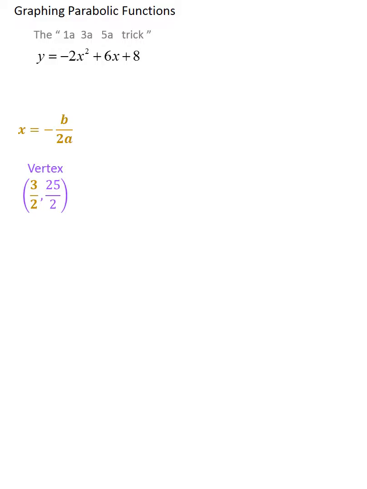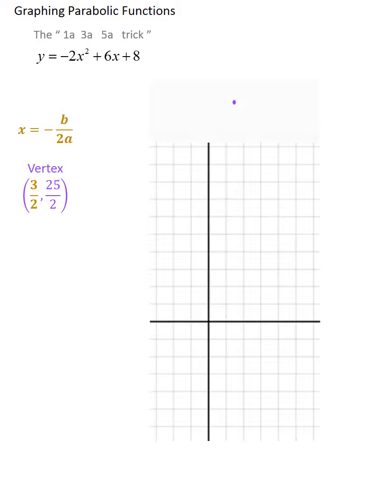Remember earlier when we found the axis of symmetry as 3 halves and we plugged that into the formula to get the y-coordinate, or 25 halves? Now, once you find the vertex to this parabola, suppose you just wanted a rough sketch and you didn't necessarily care about the x-intercepts or the y-intercepts, which is often the case. You can use the 1A, 3A, 5A trick, which I'll show you in a minute, to get a rough sketch of the parabola just by knowing the vertex and nothing else.